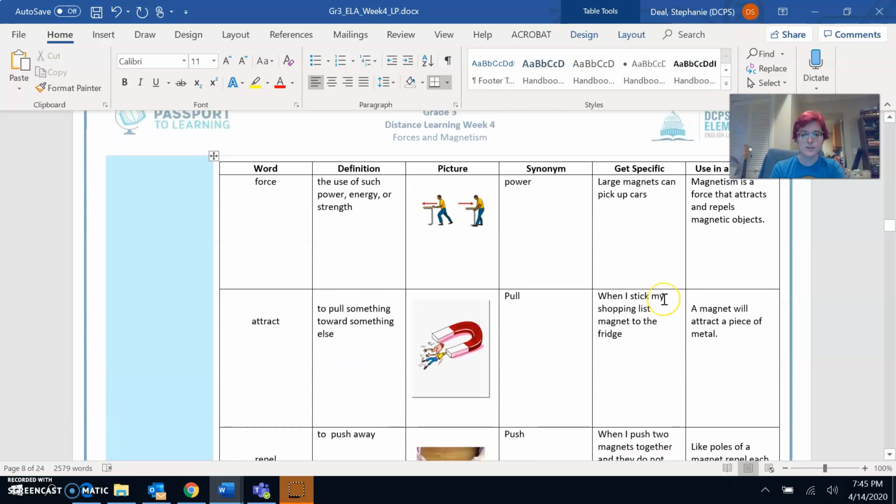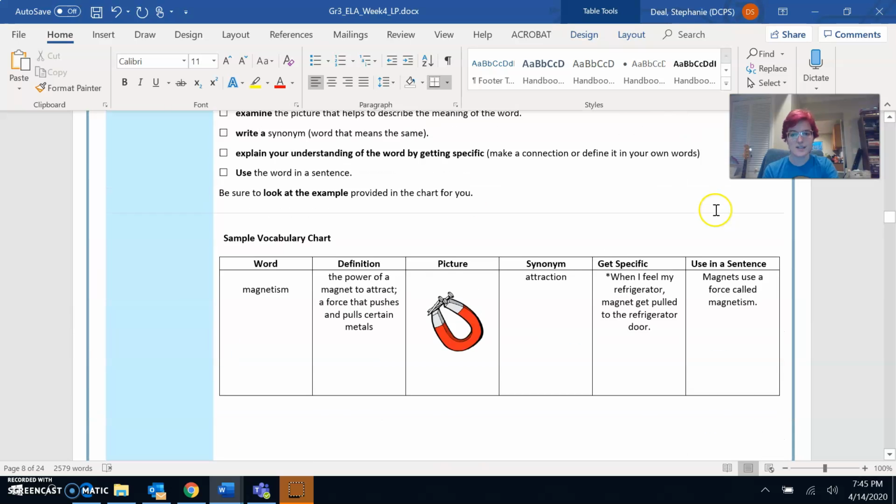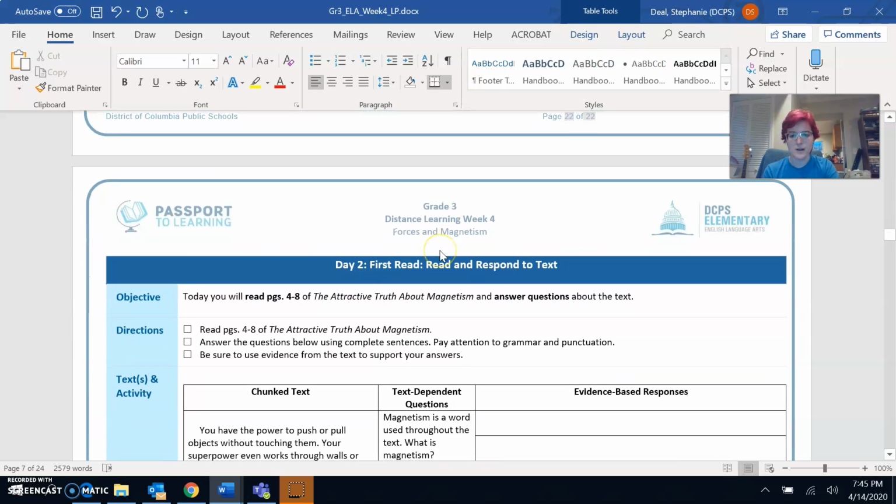Okay, so we've finished our vocabulary chart with our synonyms, our getting specific, and our sentences. So we can check off all of our directions for activity 2.